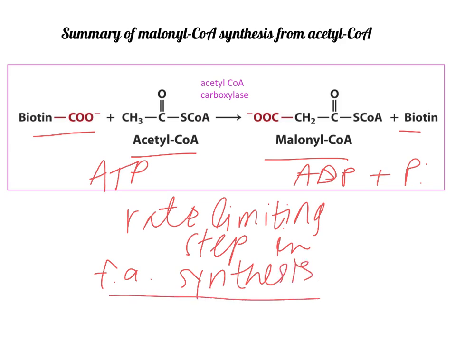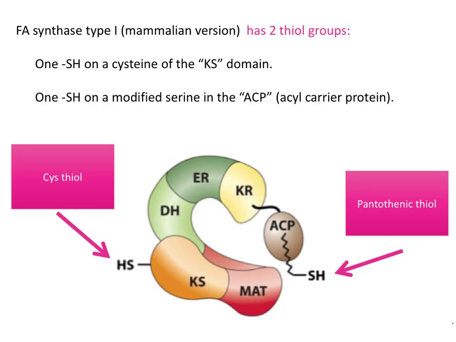And we're going to talk briefly about why it is that we even need to make this intermediate malonyl-CoA. Like, why can't we just start shoving the acetyl-CoAs together? And there is a reason that we have to go through this intermediate called malonyl-CoA. Okay, so then the next thing is this malonyl-CoA is going to go onto the second enzyme, which is called fatty acid synthase. And here we're doing the mammalian version, which is type 1.